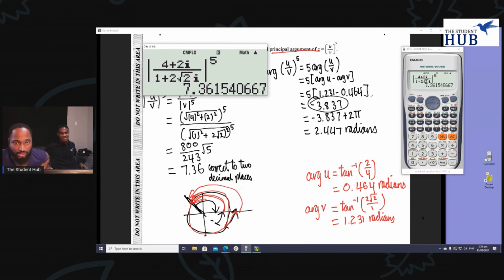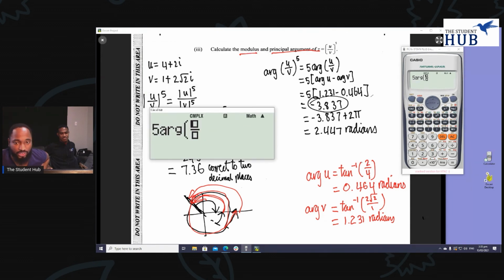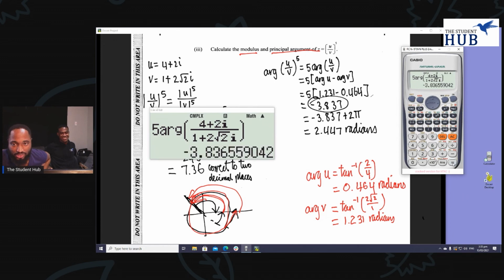Same setup, 5 shift complex. You can come back and watch the video to see the actual numbers that I'm pressing to get it, and you just type in your u and your v one time. 4 plus 2 shift I and 1 plus 2 root 2. That should be good. So you have your answer.